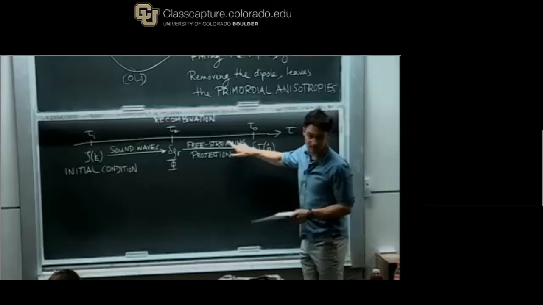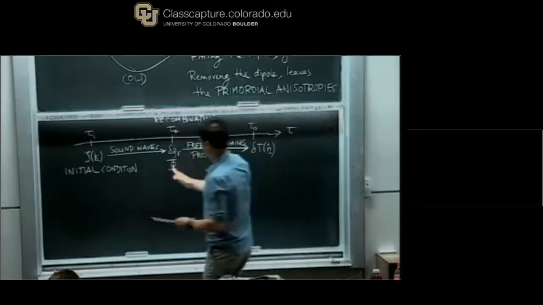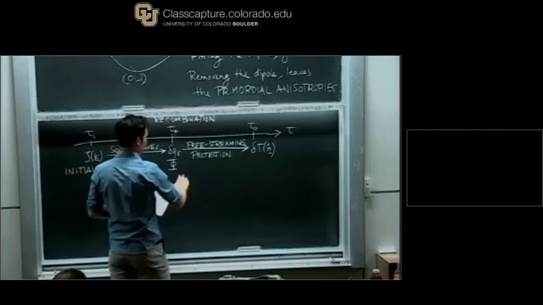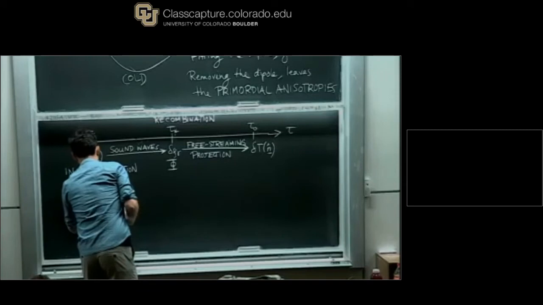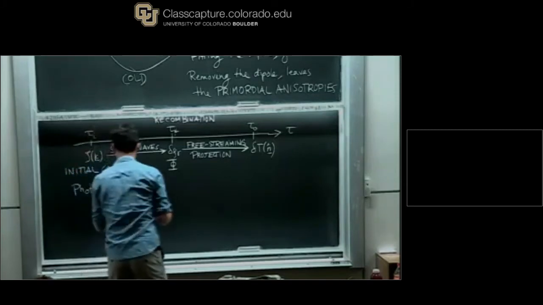Okay, but first, let's start here, okay? Let's start with assuming some fluctuations at recombination. How do they get evolved? So we have to first study photon free streaming.